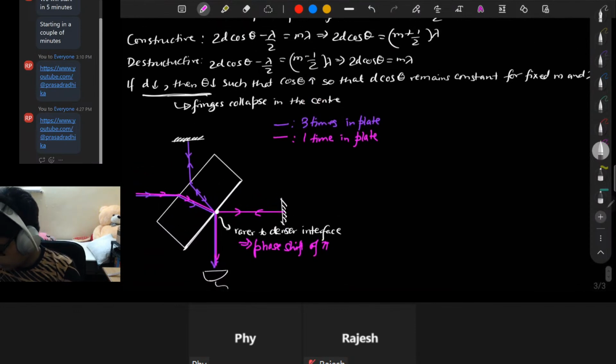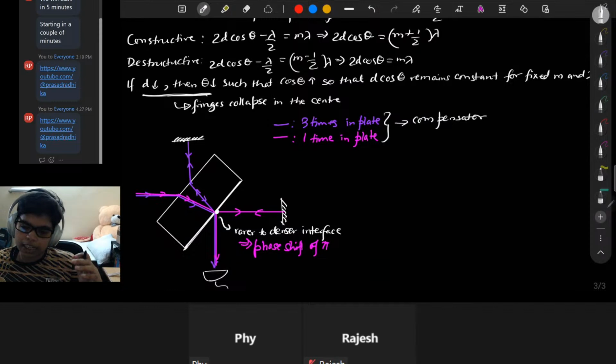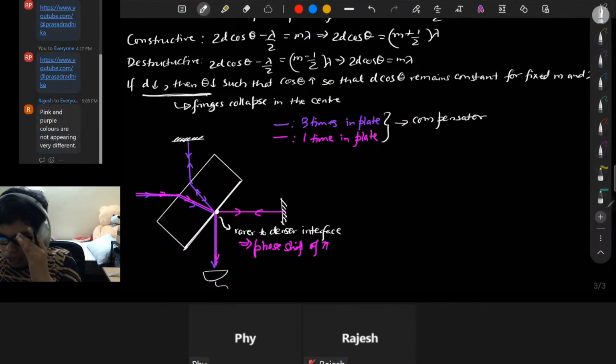So we can get rid of that by using what is known as the compensator. So we will make use of a compensator. A compensator is nothing but a glass material or a material of exact same refractive index as used for the beam splitter and exact same thickness. It just doesn't have that partially silvered part. So there is no reflection happening, only transmission is happening.